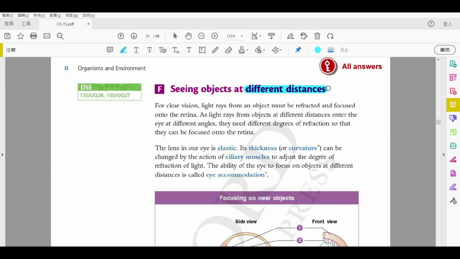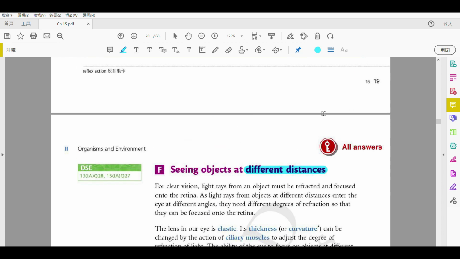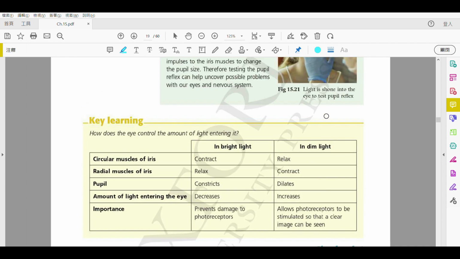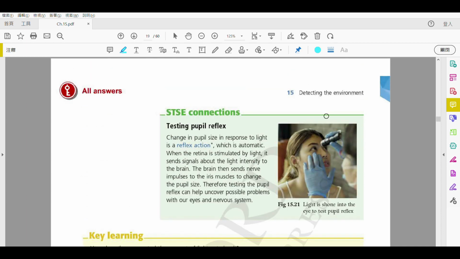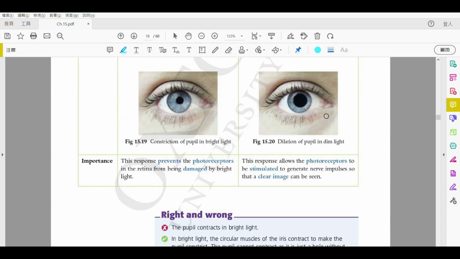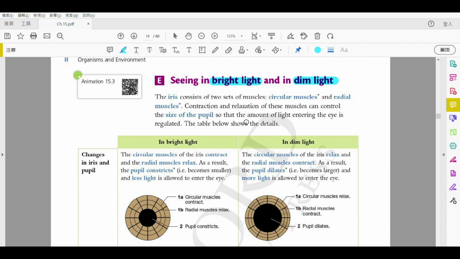Okay? So these two concepts are very important, and please do not mix them up. Don't get confused. Alright? So always make sure that you understand one part before you move on to the other part. So we'll start with the easier one, that is about the bright light and dim light.